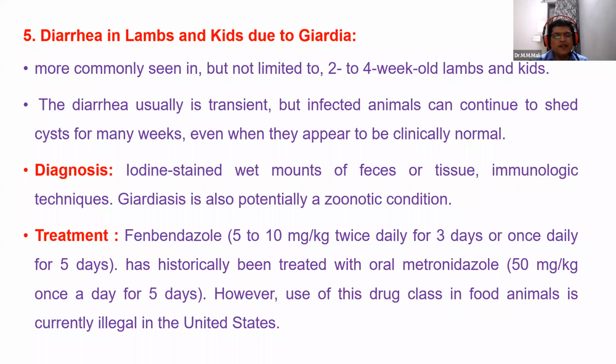Treatment can be made with the help of fenbendazole at the dose rate of 5 to 10 milligram per kg twice daily for 3 days or once daily for 5 days. This has also historically been treated with oral metronidazole at the dose rate of 50 milligram per kg once a day for 5 days. However, this use of oral metronidazole has been banned in the United States. So using fenbendazole is more beneficial as compared to metronidazole.